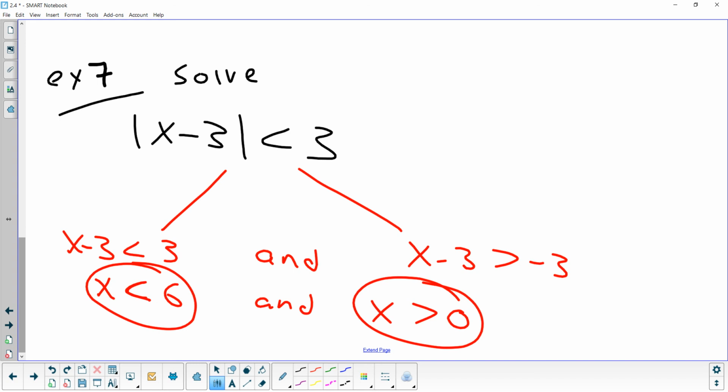If you end up with something weird, like pick a number that's less than 0 and bigger than 10, you can't have something smaller than 0 and bigger than 10. You made a mistake. Okay. But that's how you solve an absolute value inequality.